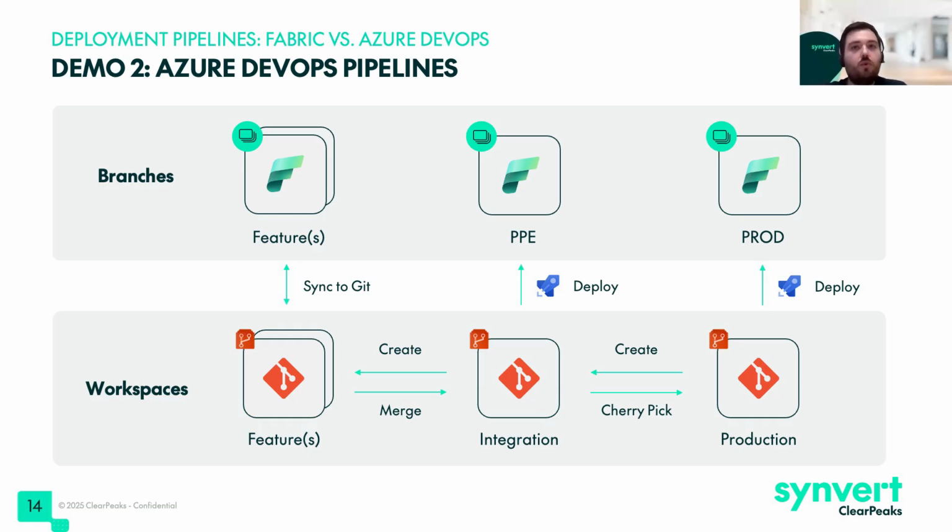And once the pull request has been merged, then we will deploy these objects to the workspace using the Fabric CI/CD library. And then finally, we will do another pull request to merge these changes from integration to production. And again, we will deploy into the workspace using the Fabric CI/CD library. So the solution is more complex than the first one, but at the same time, it will give us a lot more flexibility. So let's start with the demo.